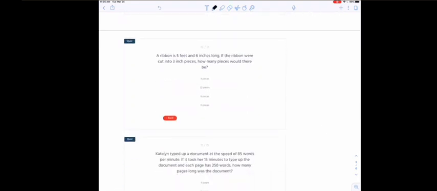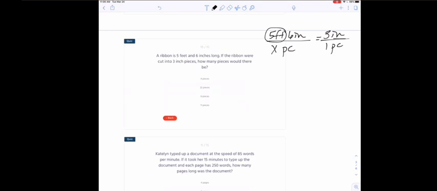Number 10. It says, a ribbon is 5 feet and 6 inches long. If the ribbon were cut into 3-inch pieces, how many pieces would there be? This is a lot like a question we did earlier, so if you want to hit pause here and do the question on your own, you're more than welcome to. But I'm going to go ahead and explain how to do this. So 5 feet, 6 inches is to x pieces, as 3 inches is to 1 piece. Because that's what we're trying to find out. If we know that 3 inches is 1 piece, how many pieces will we get out of 5 feet, 6 inches? That's what the question is asking us for.